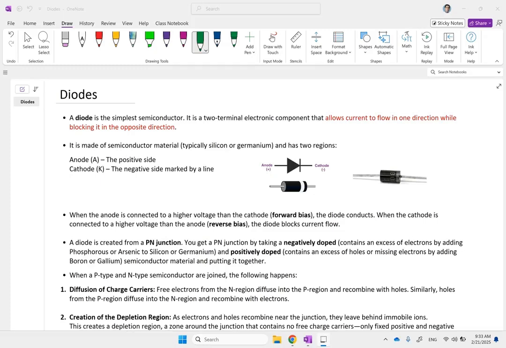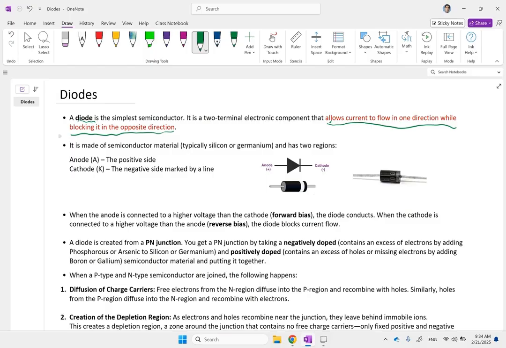Hello everyone. In this video, we are going to talk about the simplest semiconductor, which is a diode. A diode is basically something that allows the current to flow in one direction, but not in the other direction. In mechanical systems, this is similar to a check valve. So it's a one-way street, basically.